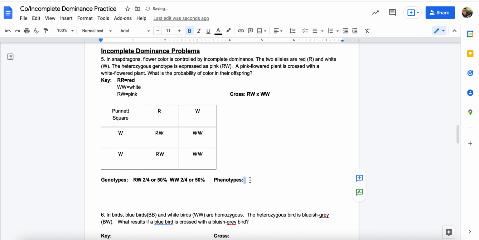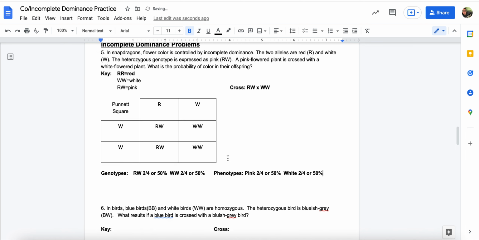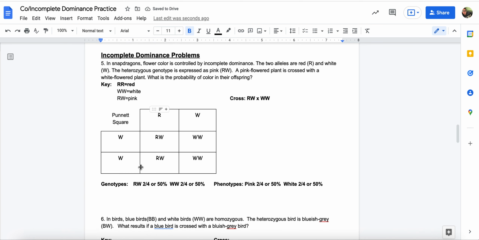For our phenotypes, we need to look at what color they are. So capital R, capital W, our key says that is pink. There are 2 out of 4, or 50%. And then the capital W, capital W, our key says that is white. 2 out of 4, or 50%. What this means is if a pink flower is crossed with a white flower, there's a 50% chance they're going to make a pink flower and a 50% chance they're going to make a white flower.